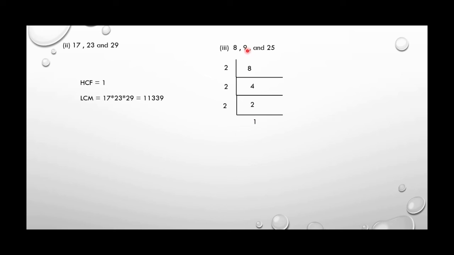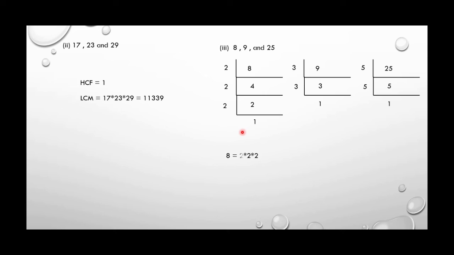Now in order to find the prime factors of 9, we need to find the least number which is divisible by 9, that is 3. So when we divide 9 by 3, we will get 3. Now 3 is divisible by the number itself, it is 3. And now in order to find the prime factors of 25, we need to find the least number which is divisible by 25. Therefore, the least number which is divisible by 25 is 5. When we divide 25 by 5, we will get 5, which is divisible by the number itself.